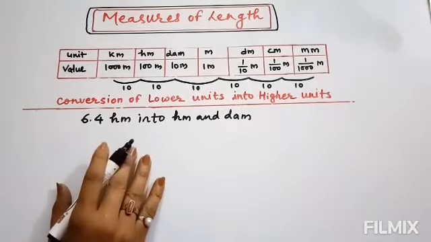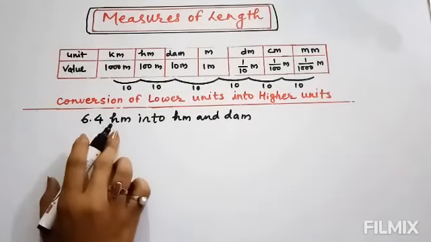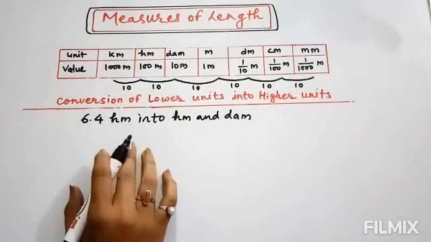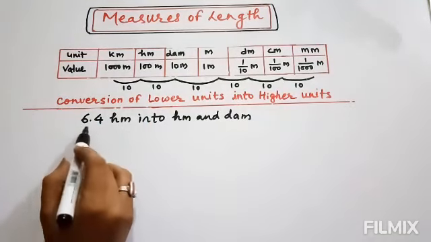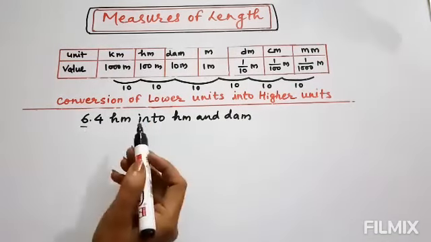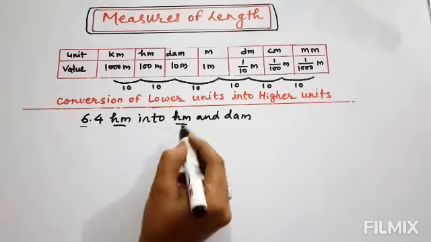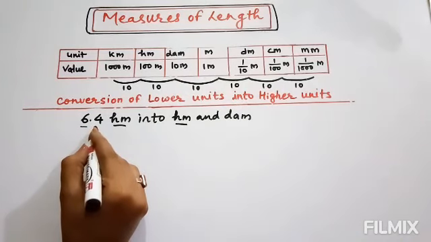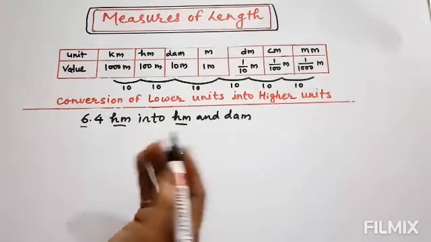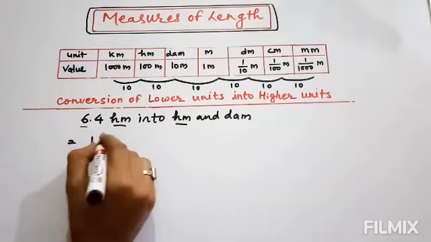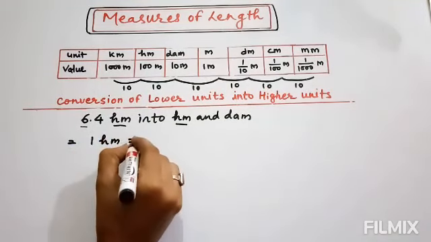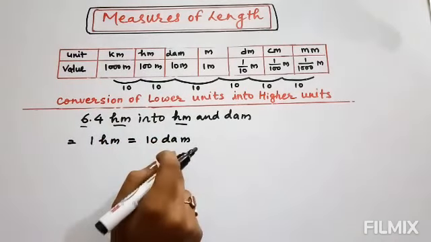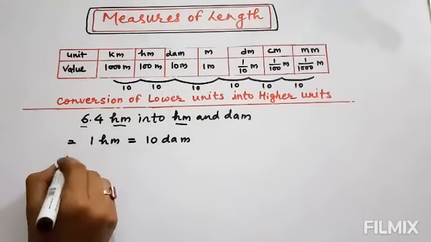Now take another question: 6.4 hectometer into hectometer and decameter. In this question, as you can see, 6 is already given in the form of hectometer. The 4, which is the decimal part, we will multiply by 10, as 1 hectometer is equal to 10 decameter. So we multiply the decimal part by 10 and we get the answer.